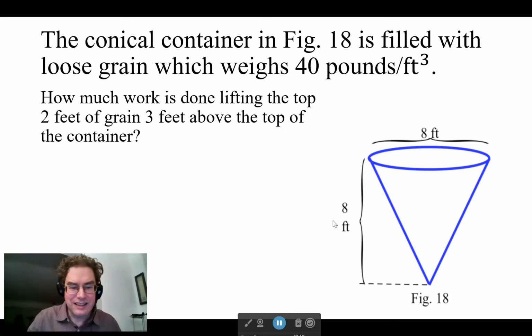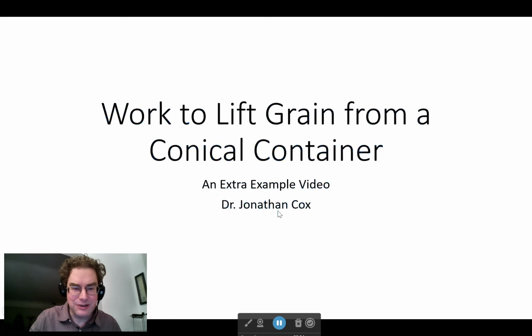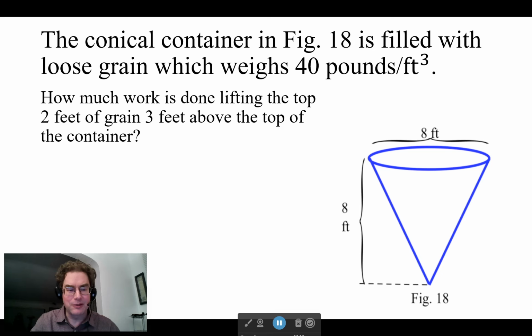Hey, calculus students, welcome to this extra example video where we're going to look at a work problem. This is going to be one of those challenging situations where both factors are varying, both the force and the distance. This time, though, we're not going to be pumping liquids. We're going to be lifting grain from a conical container. So let's see how that plays out. It'll be very similar to a liquid type problem.